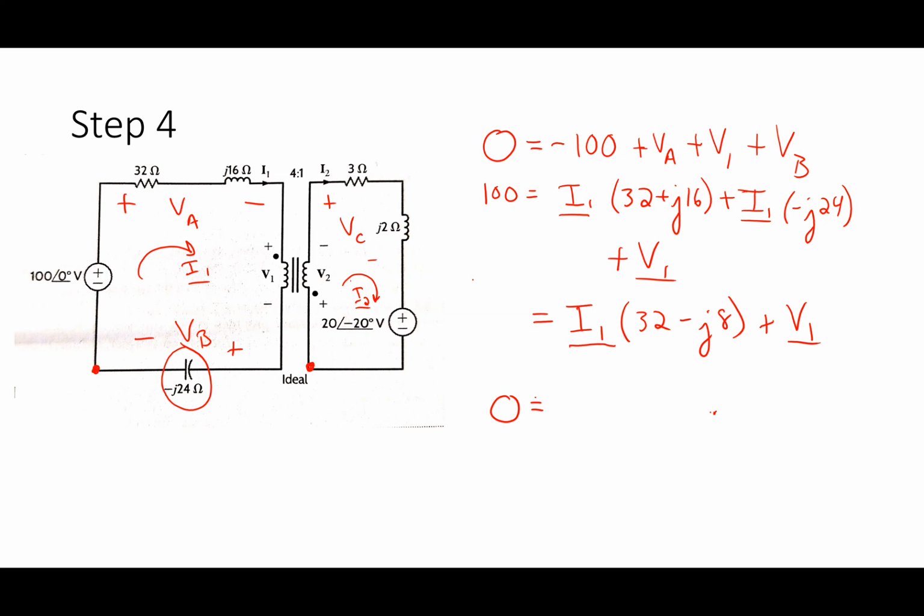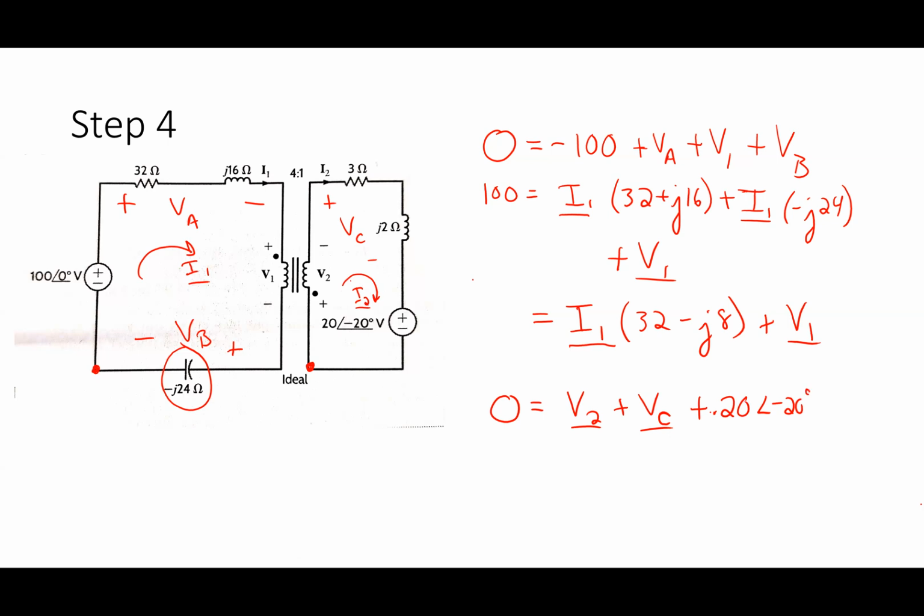Help me out. Where do I begin? Plus V2, plus VC, plus the voltage source. And the voltage source in this case is 20 angle negative 20 degrees, like that.